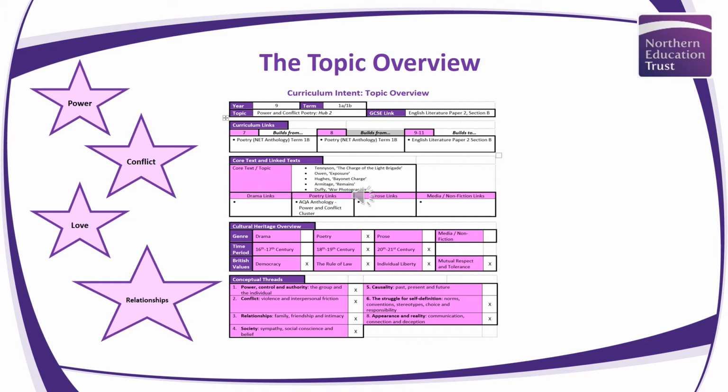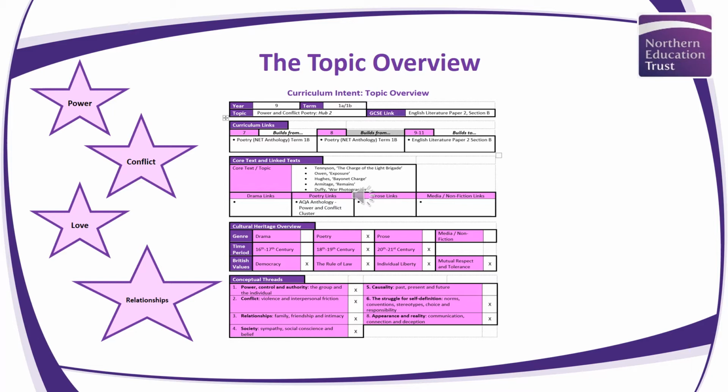Looking at the topic overview, looking at Year 9, we can see we're looking at Term 1A to 1B, and that's because the Power and Conflict poetry of Hub 2 crosses over those 2 half terms. It has a clear GCSE link to English Literature Paper 2, Section B. So what we're studying currently builds from the poetry anthology in Year 7, Term 1B, the poetry anthology in Year 8, in Term 1B as well. And now we know that we're looking at the AQA Power and Conflict anthology, which again is going to link to the English Literature Paper 2, Section B. We can see the text, the poems that we're looking at currently as well.